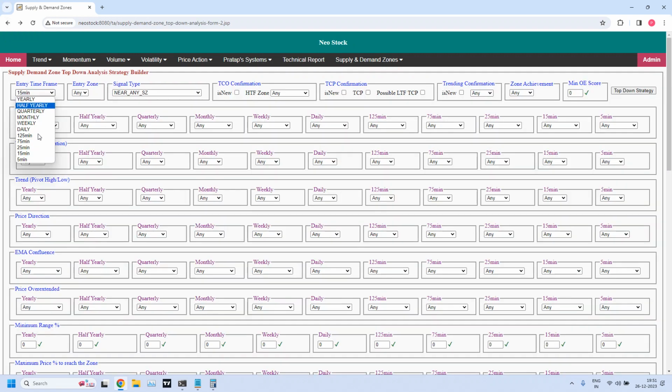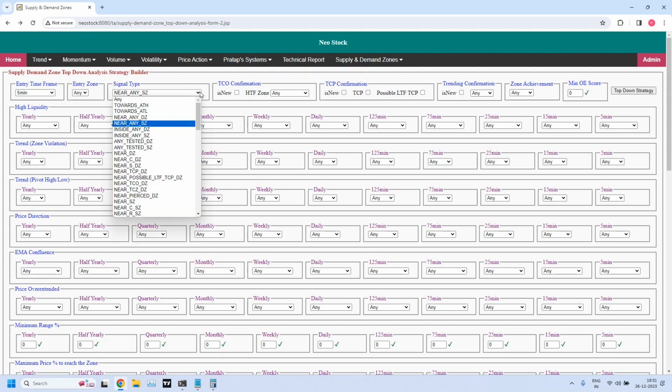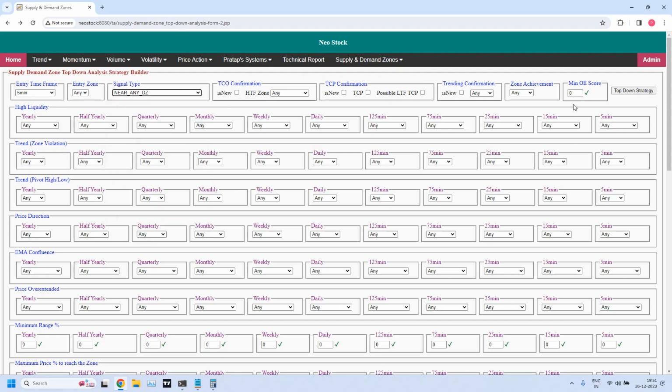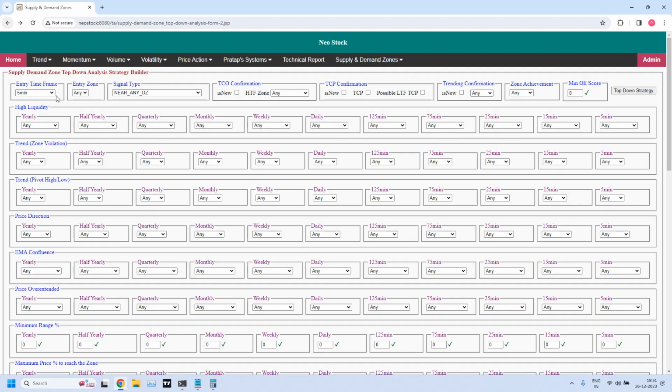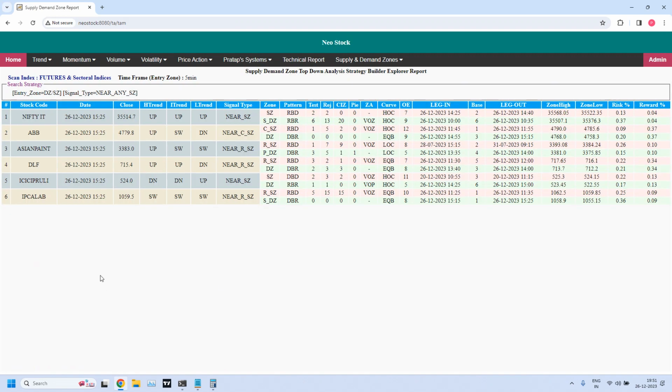Let's go back. Next, 5 minutes time frame. Let us find the stocks near 5 minutes demand zone. So these 2 stocks are filtered. Next, 5 minutes time frame. Let us find the stocks near 5 minutes supply zone. These 6 stocks are filtered.